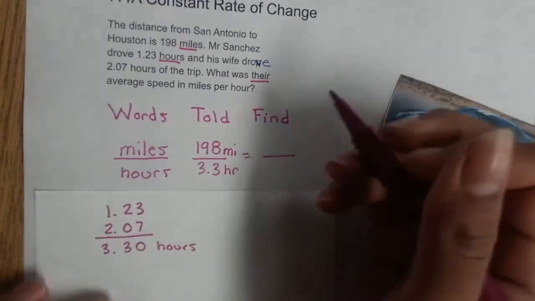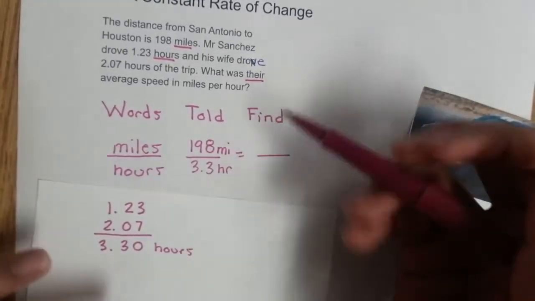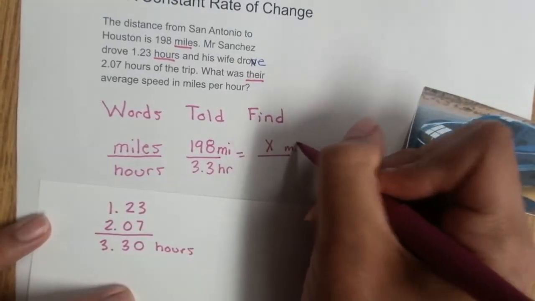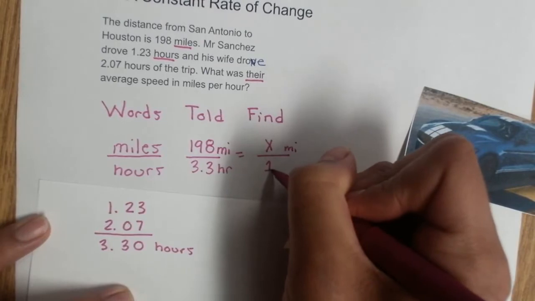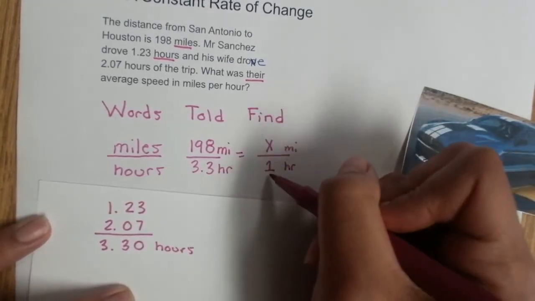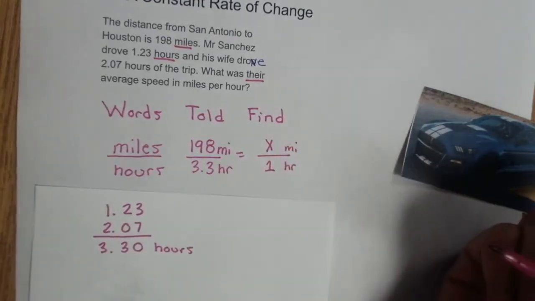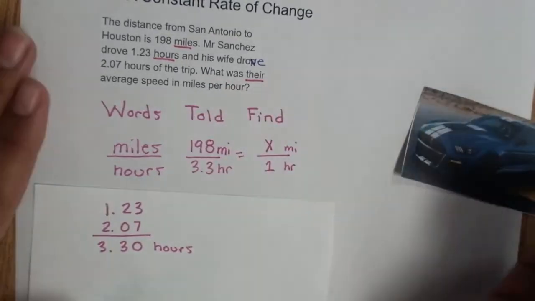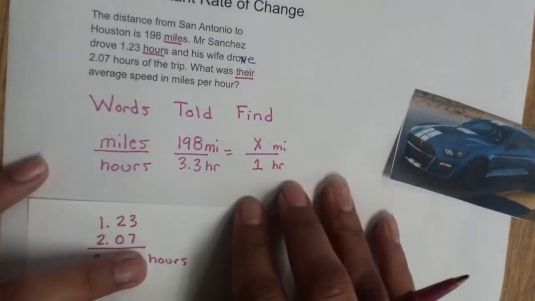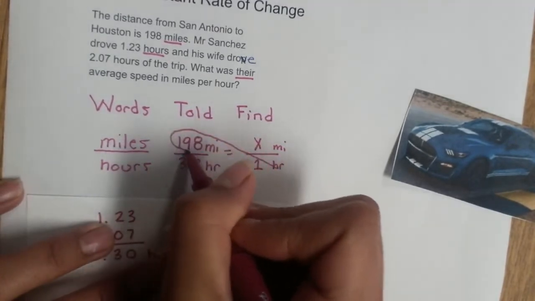So I'll put that. And what I want to find is that constant rate of change, how many miles. So I'll put an X right here because I don't know how many miles per, I'll put the number 1 here, per 1 hour. How many miles per hour? What was their speed? What was that rate that they were driving? Just the average speed. So now that I have it all nicely set up, I know I can't go wrong here. So we've got to cross multiply.